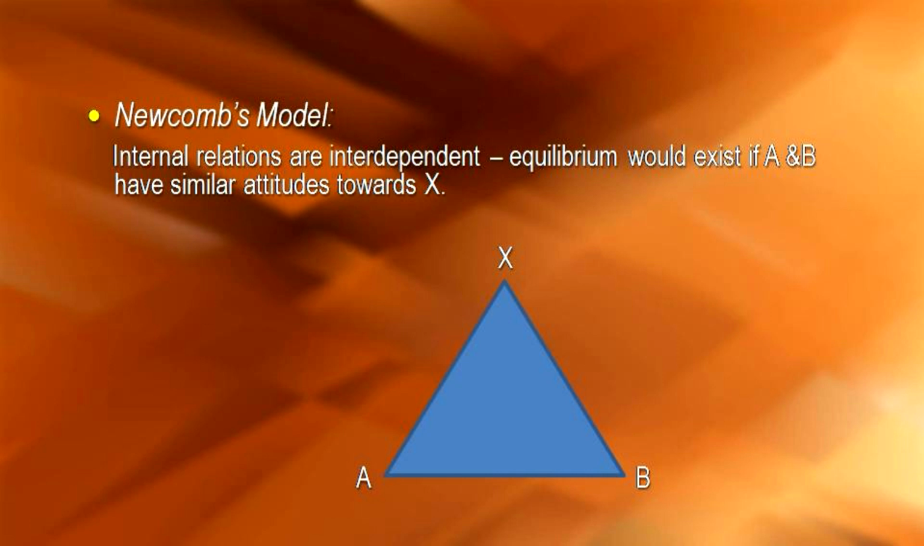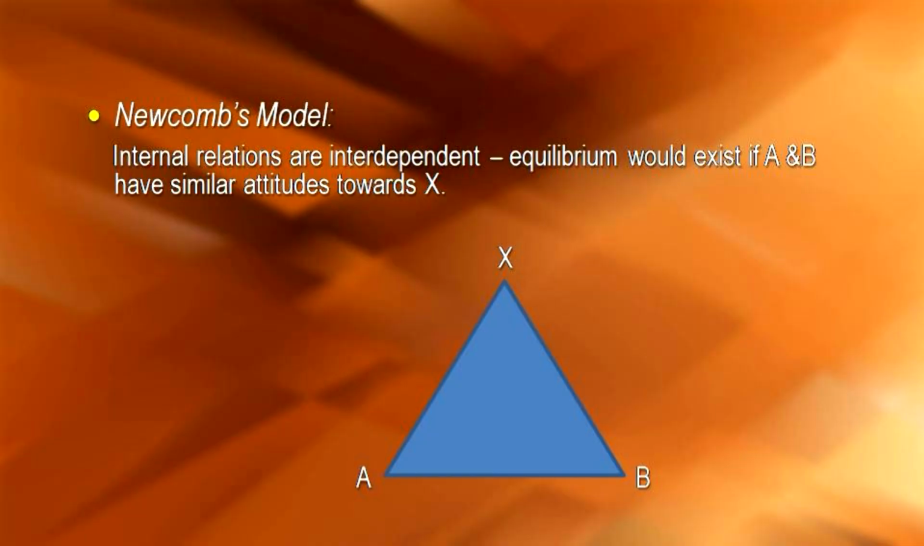Talking of Newcomb's model, it talked about three factors, A, B, and X. The model said that the internal relations of two people, A and B, who can be two individuals, and X, which can be an object or an idea or another individual, it can be anything, are interdependent, and the equilibrium would exist if A and B have similar attitudes towards X. Just to give you a very neutral example, suppose X is a cafe.